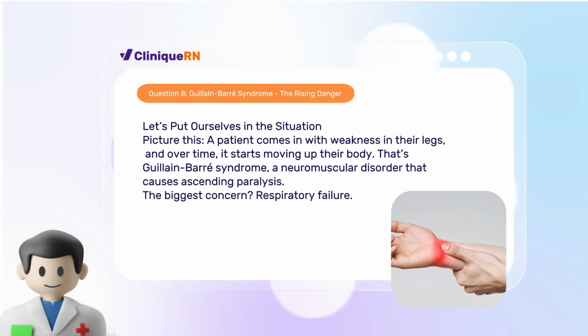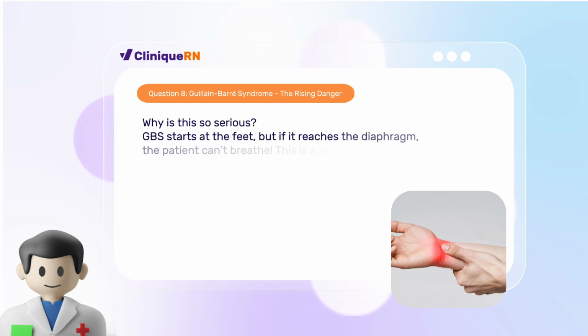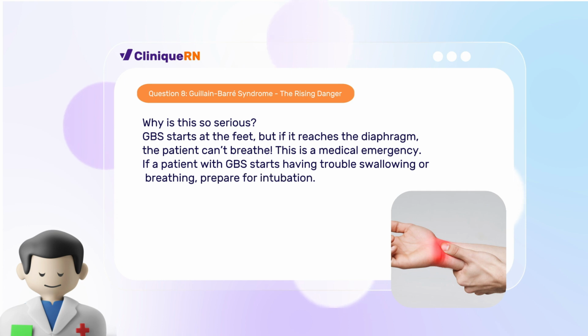Let's put ourselves in the situation. Picture this. A patient comes in with weakness in their legs, and over time it starts moving up their body. That's Guillain-Barré syndrome, a neuromuscular disorder that causes ascending paralysis. The biggest concern? Respiratory failure. Correct answer, B. Respiratory failure. Why is this so serious? GBS starts at the feet, but if it reaches the diaphragm, the patient can't breathe. This is a medical emergency.